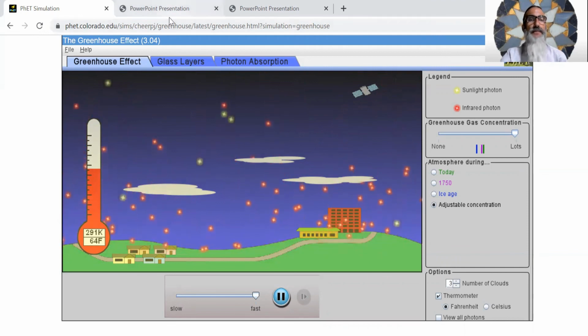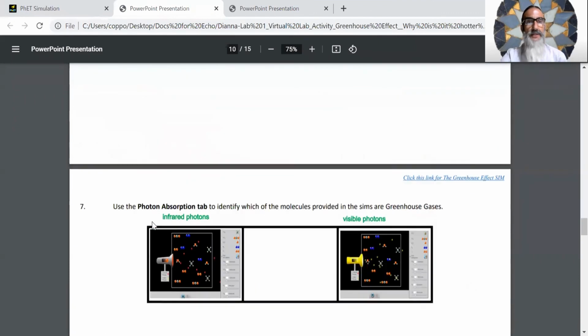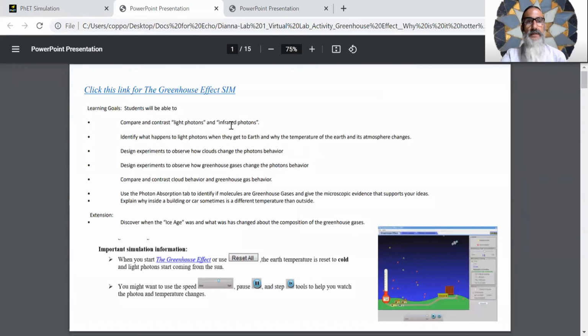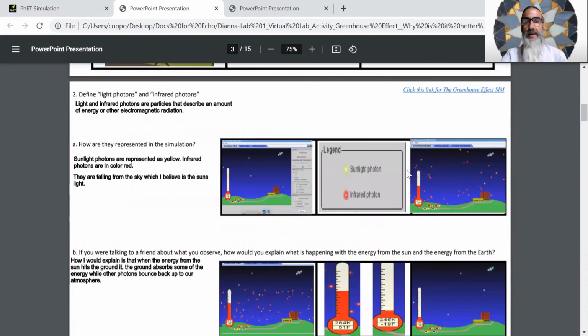So what we have here is a lab for you to work through. I have questions for you to think about. There's simulations. Each page has a link in the upper right-hand corner for you to click on. And then you'll be able to work through the simulation yourself and discover what happens when greenhouse gases are increased in the atmosphere.